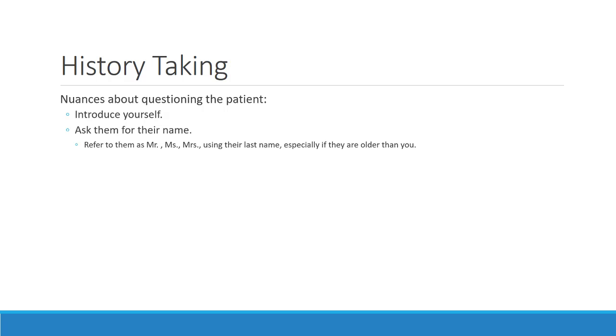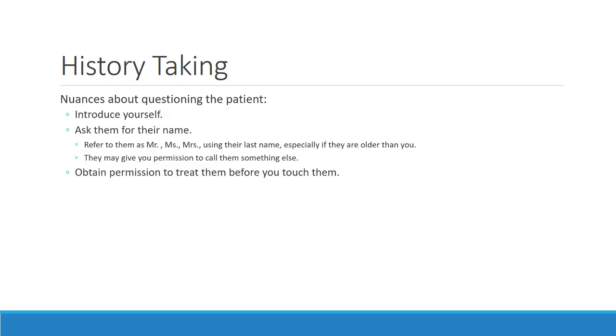So you want to refer to them as Mr., Ms., Mrs., using their last name, especially if they are older than you, unless they give you permission to do something else. They may give you that permission to call them by some other name. Obtain permission to treat them before you touch them.